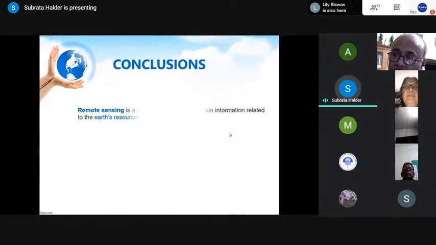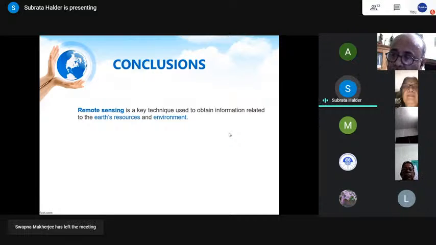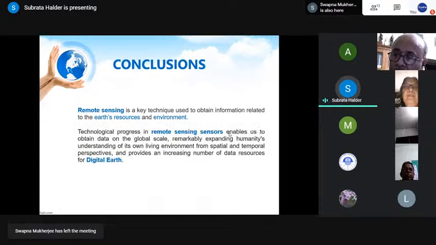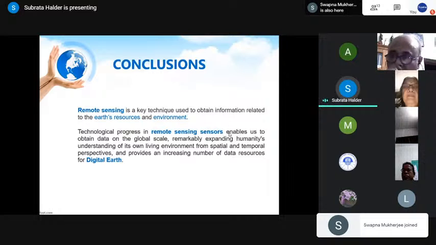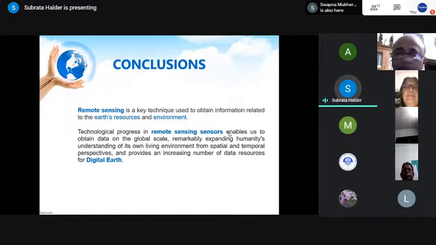In conclusion, we can say that remote sensing is the key technique used to obtain information related to the Earth's resources and the environment. And technology's progress in remote sensing sensors enables us to obtain data on the global scale, remarkably expanding humanity's understanding of its own living environment from a spatial and temporal perspective, and provides an increasing number of data resources for the digital Earth.